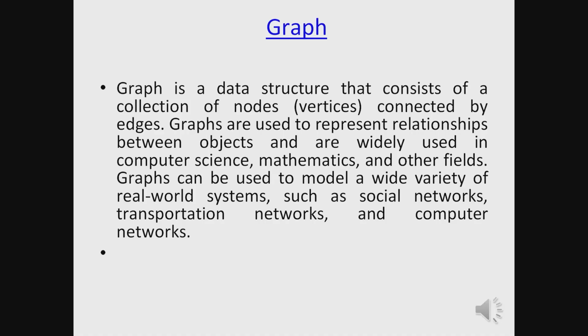Then after that we have another data structure called graph. This is also under the non-linear data structures. Graph is a data structure that consists of a collection of nodes connected by edges. Graphs are used to represent relationships between objects and are widely used in computer science, mathematics and other fields. Graphs can be used to model a wide variety of real world systems such as social networks, transportation networks and computer networks.